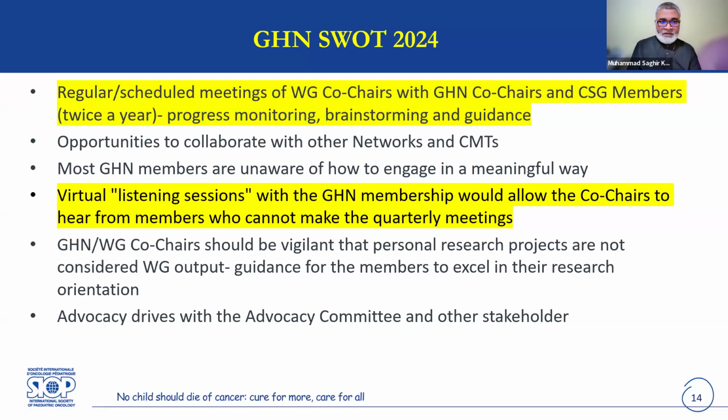Then the GHN or working group co-chairs should be vigilant that professional research projects are not considered working group output. So guidance for members to excel in their research orientation is the key point, instead of just sharing personal accomplishments or personal research. Even in the slides or reports, it should be clearly mentioned what is being achieved by the working group instead of the working group co-chair only. And all these points came up from the SWOT analysis, so we should take it positively.